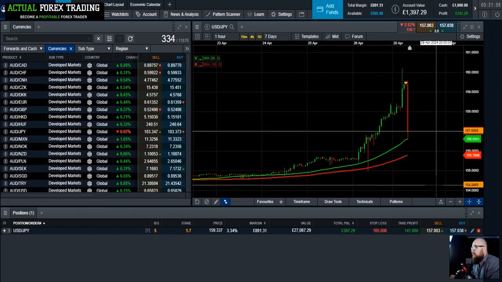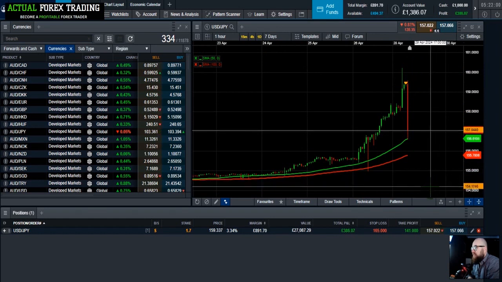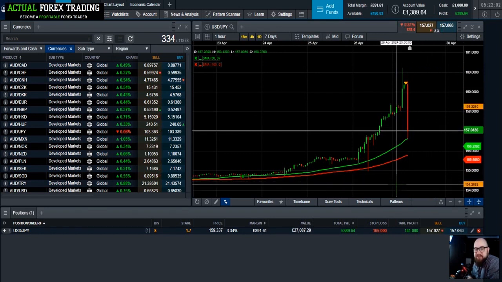So around 154, 154.50 is where I'll be looking to close most of this trade. It could be that price doesn't reach that level, and if it doesn't, then I'll just close at the end of the day wherever price is. It could be that price falls much further and I miss out on a much bigger move.